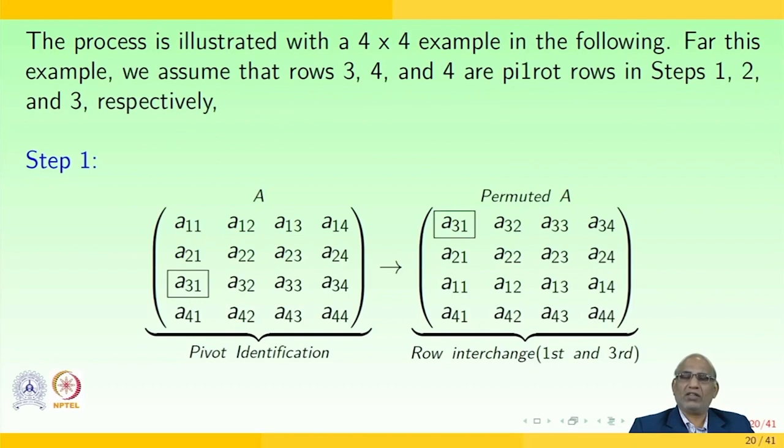The process is illustrated with a 4 by 4 example. For this, we assume that rows 3, 4 and rows are interchanged in step 1, 2, 3 respectively. If you see very clearly, in step 1, A11, A12, A13, A14. So A33 is the largest value in magnitude, so it is a pivot.